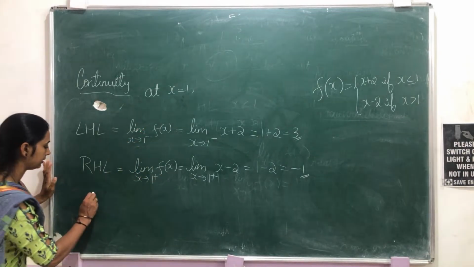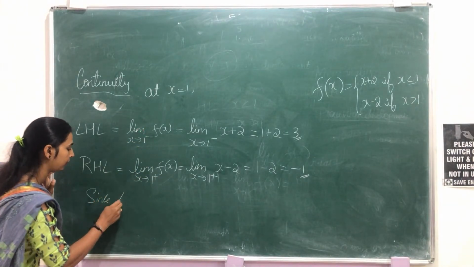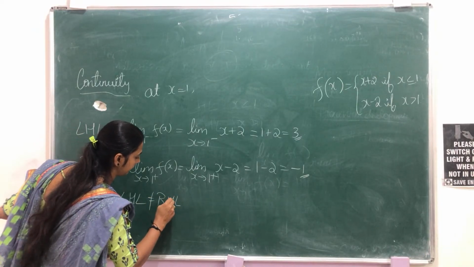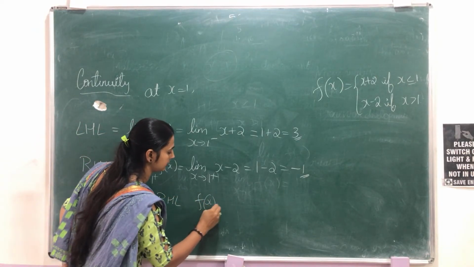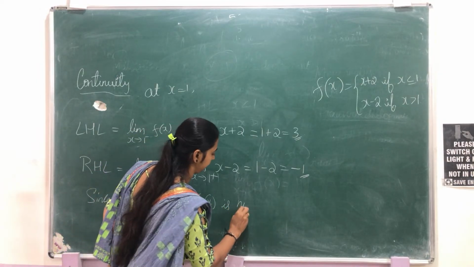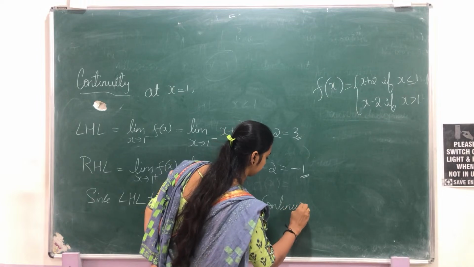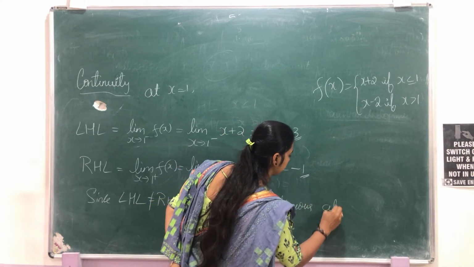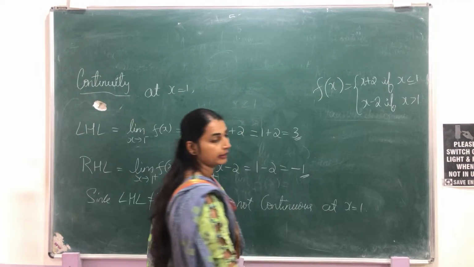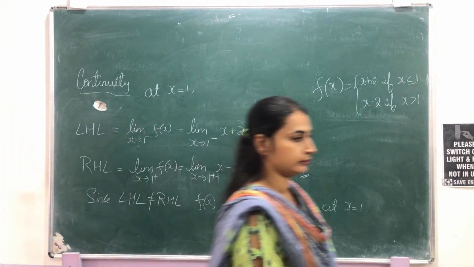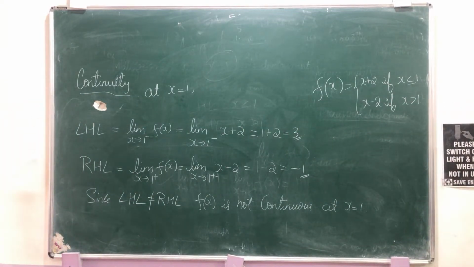No. Since left hand limit is not equal to right hand limit, f of x is not continuous at x equal to 1. If you want, you can write, therefore, x equal to 1 is called point of discontinuity. Take down this.